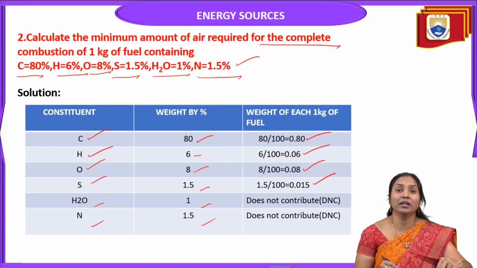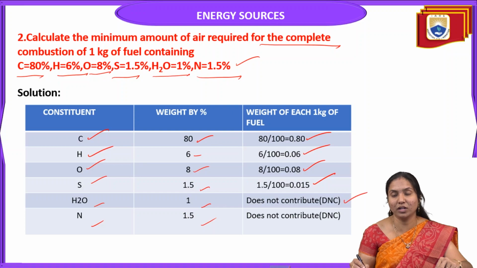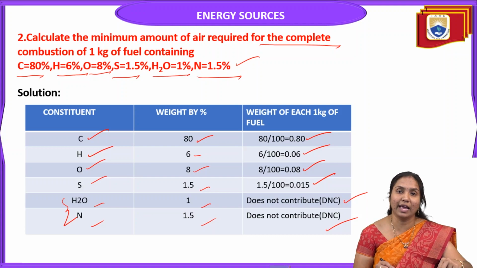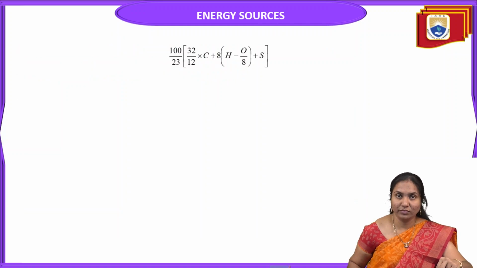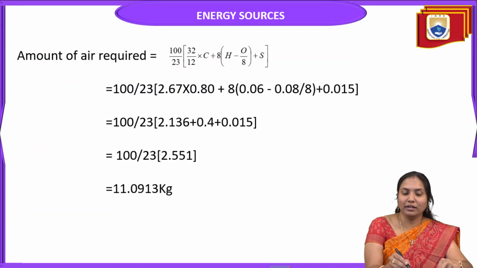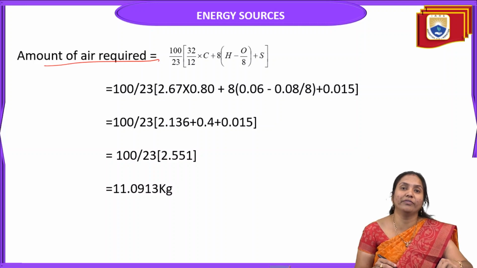Water and nitrogen are also present in this fuel, but we cannot consider them because they do not participate in the combustion reactions. They do not require any oxygen and do not contribute to the combustion, so we can ignore these two. Now you can calculate how much amount of air is required for complete combustion of fuel.